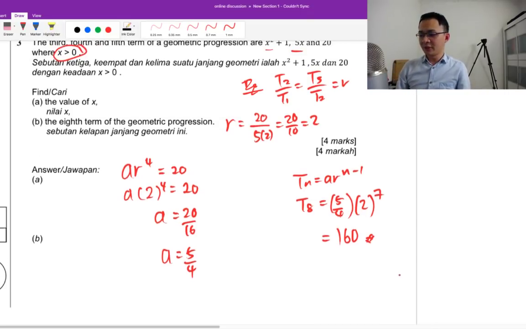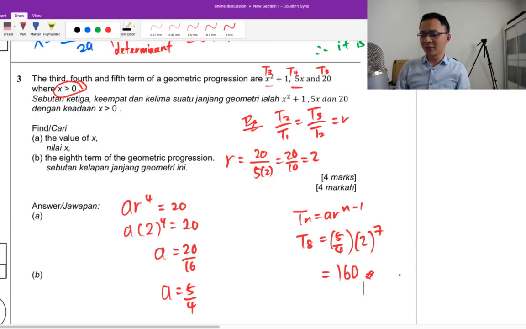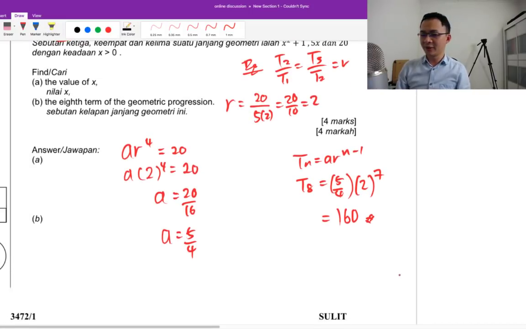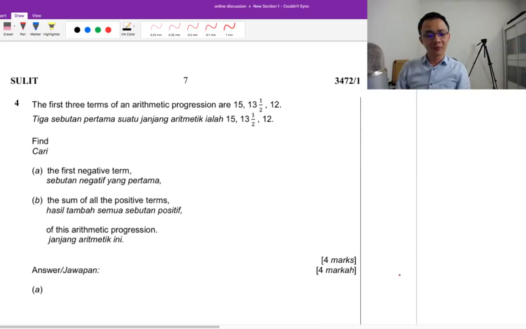Okay, so yeah, this question actually is quite easy. It's not as hard as I thought. Right, so number 4 here.